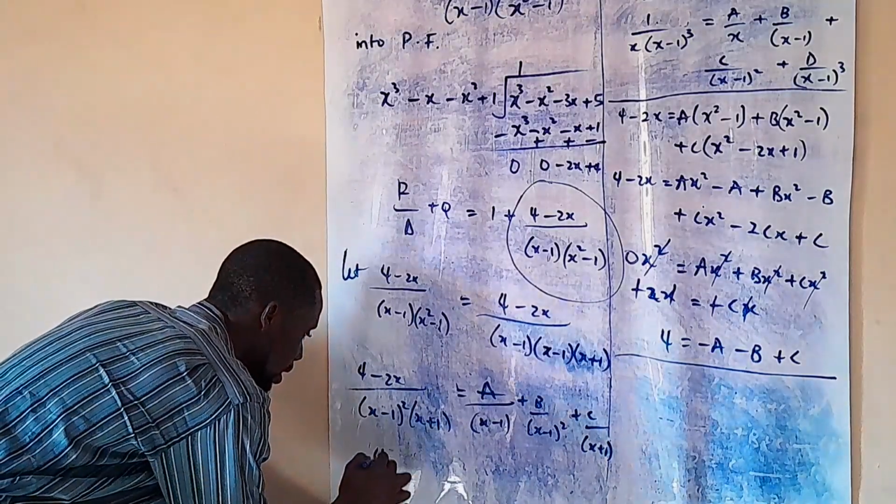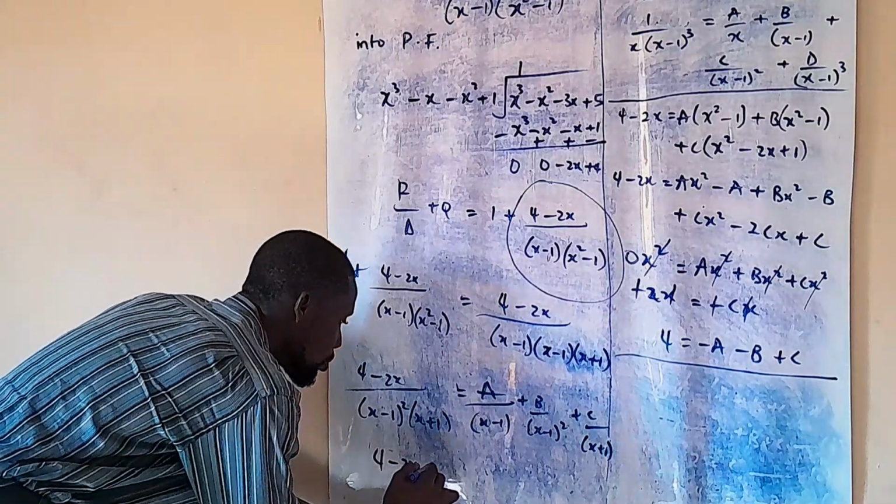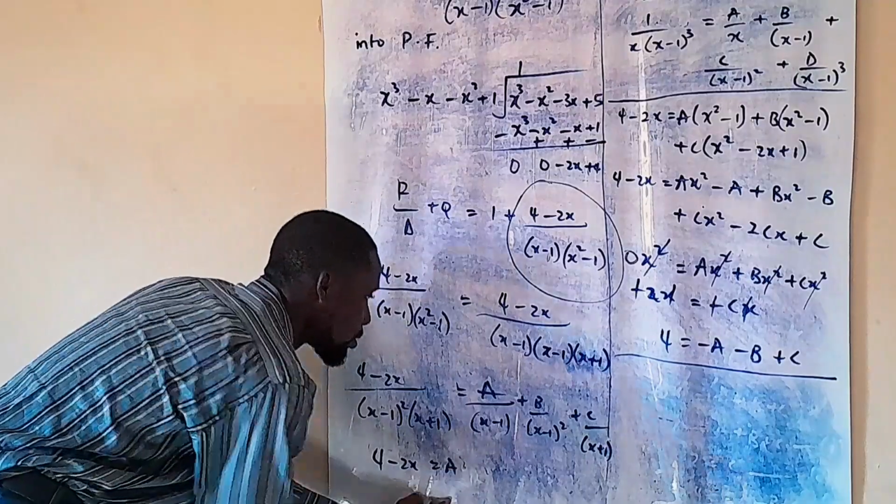So cross multiplying, I have 4 minus 2x to be equal to a into what? Must I solve all questions?